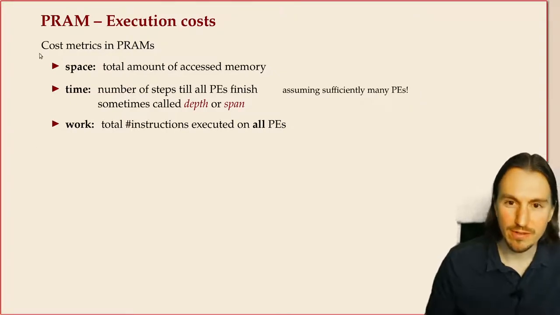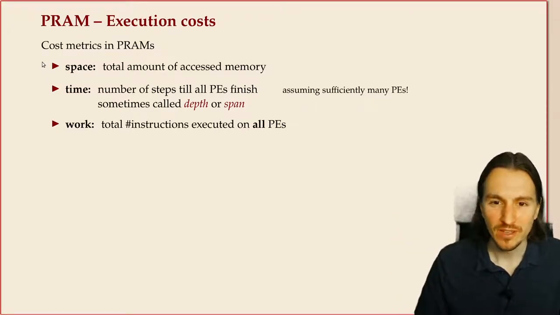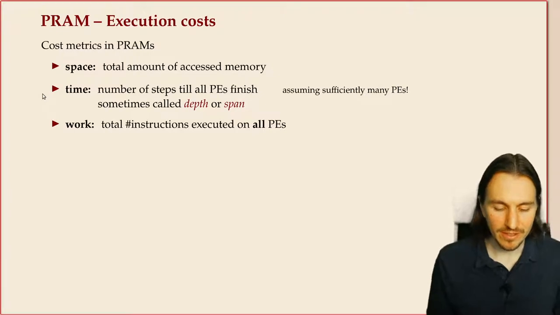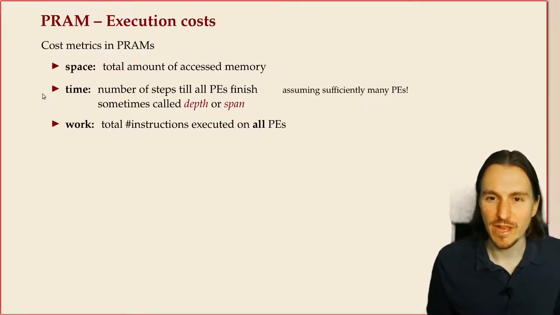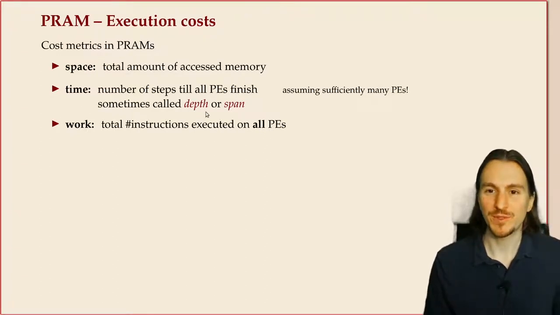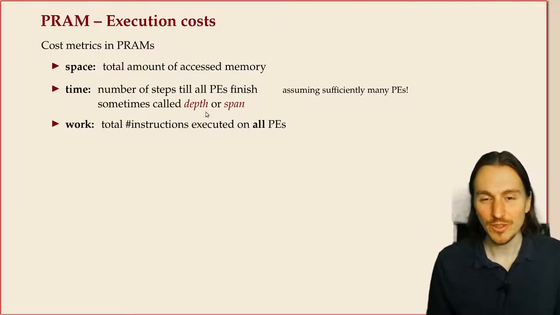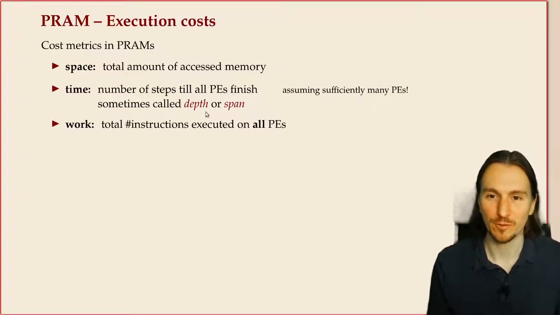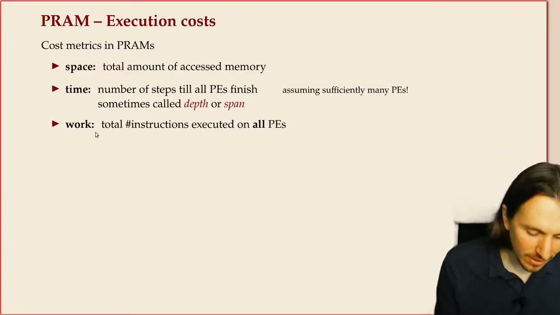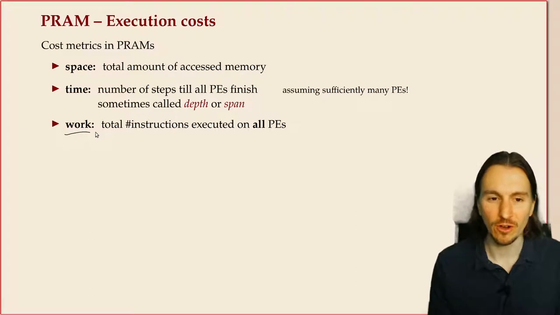And there are now three things. Space is the same as before. It's the total amount of main memory that we use. Time here is meant as parallel time, or makespan if you want, sometimes also called depth. That's the number of time steps till all parallel processing elements finish. So it's the maximum over all the running times of all threads, if you want. That's closest to the wall clock time you as a user have to wait for the algorithm to finish. And a new parameter is work. That's the total number of instructions executed on all processing elements.